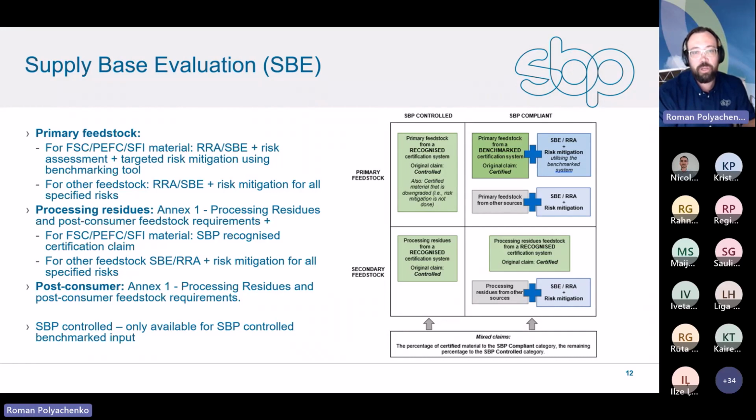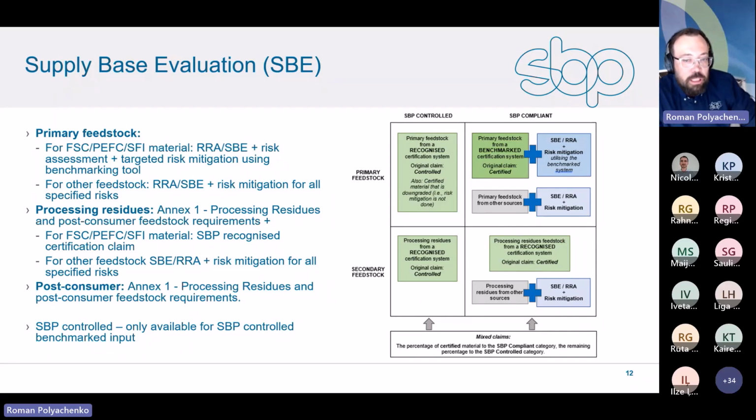So organizations must review indicator 3.2 of Standard 2 to determine if they are required to maintain their supply base evaluation or not, considering two aspects. One is their feedstock types, and second is certification status. Feedstock types are primary feedstock, processing residues feedstock, and post-consumer feedstock. Certification status is certified or non-certified, and in case of certified, whether that certification is a benchmarked or recognized scheme. The illustration on the right is taken from the draft SBP benchmarking methodology and should help you visualize this decision-making process. So let's look at those three types of feedstock and how this decision is being made.